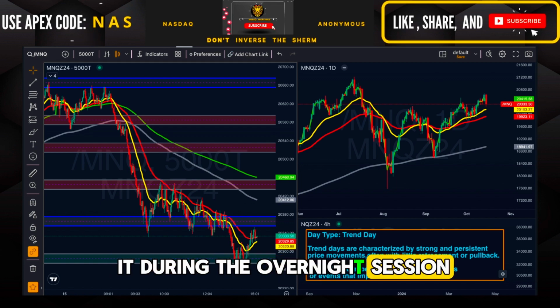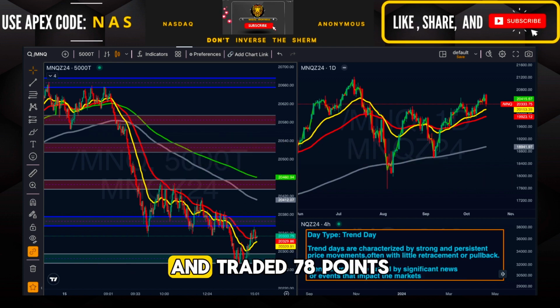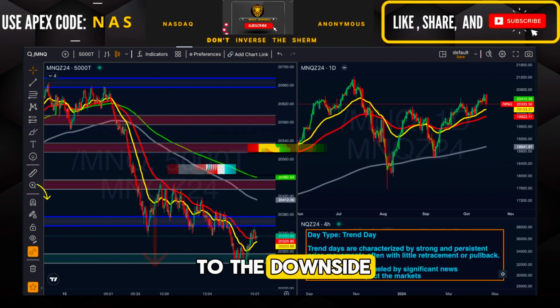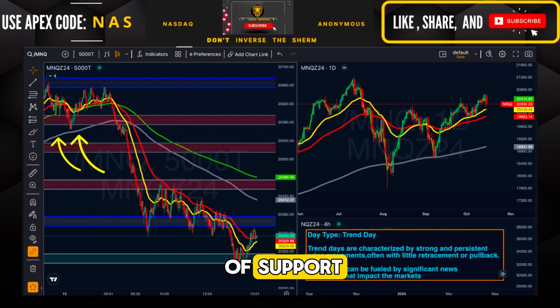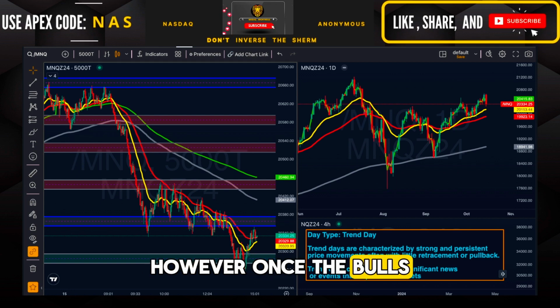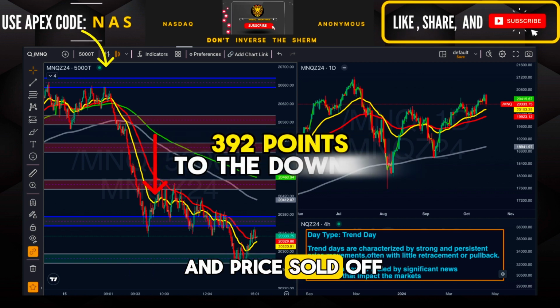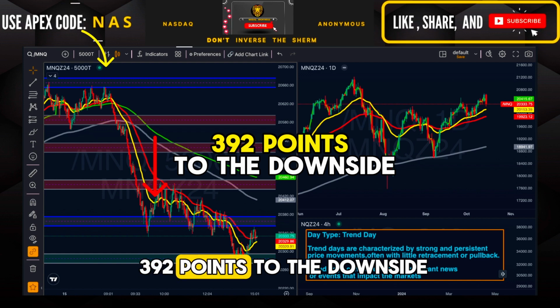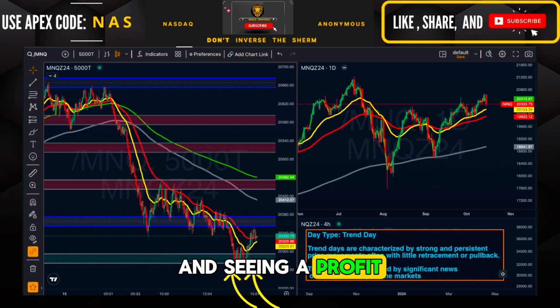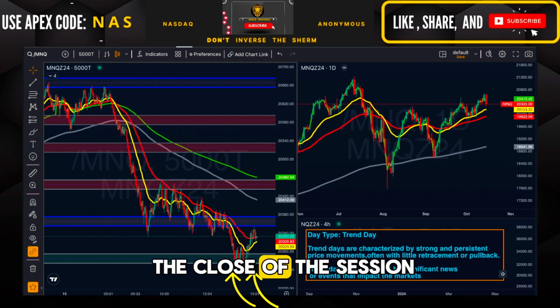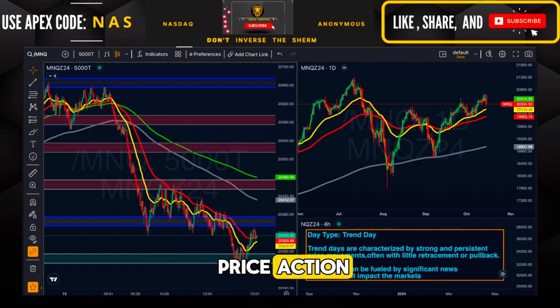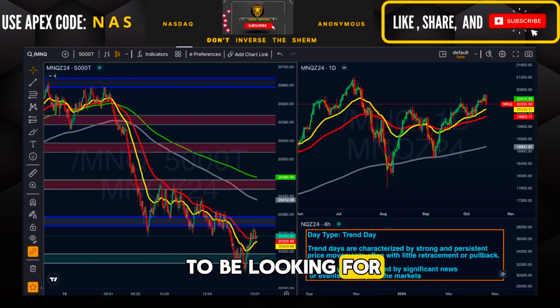During the overnight session, the Nasdaq opened slightly bearish and traded 78 points to the downside into a previous area of support. However, once the bulls failed to rotate price higher, the bears stepped in and price sold off 392 points to the downside, seeing a profit-taking rally going into the close of the session. Based on this price action, here's what I'm going to be looking for.